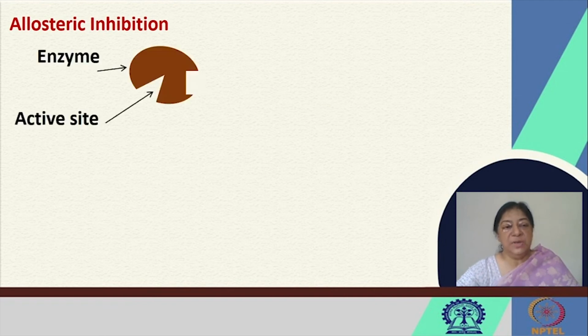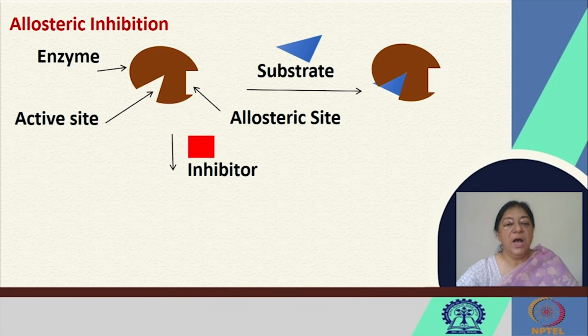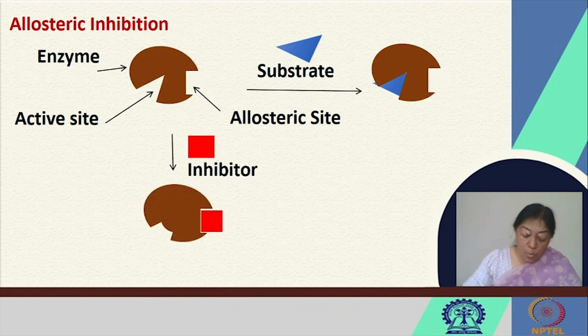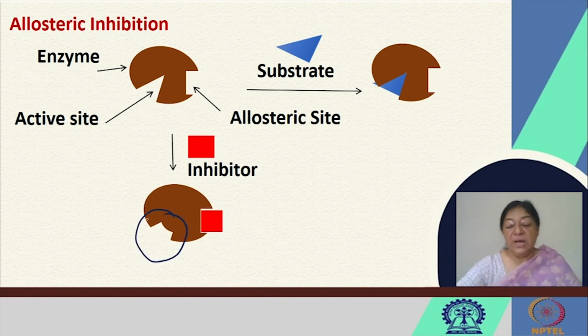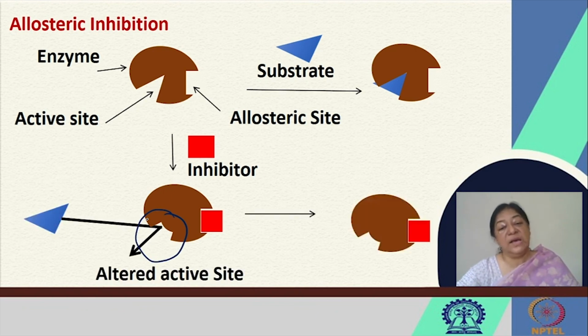Allosteric inhibition is where, besides the active site, we have an allosteric site. This is the scheme of things where we have the substrate that binds to the active site where it is supposed to go. However, a binding of an inhibitor to an allosteric site alters the active site shape and shape complementarity, and then it has an altered active site that cannot bind the substrate anymore, giving us an inhibition.